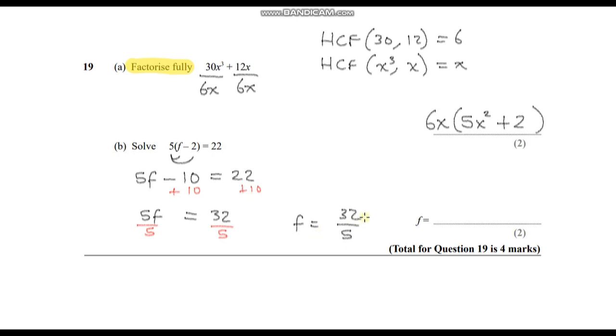So our answer is 32 over 5. Let's just write that as a decimal. 32 divided by 5 as a decimal is the same as 6.4. These two things are the same. It doesn't matter which answer you put. You could write it as a fraction or as a decimal. Either way, you'll get full marks. You'll get 4 marks either way.